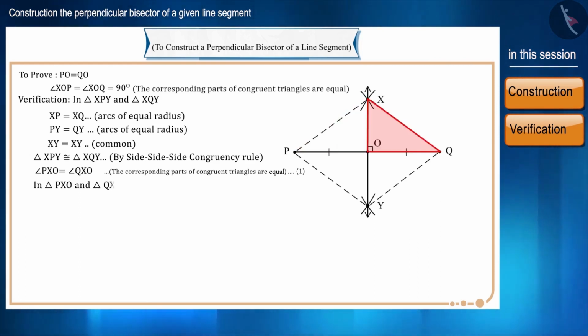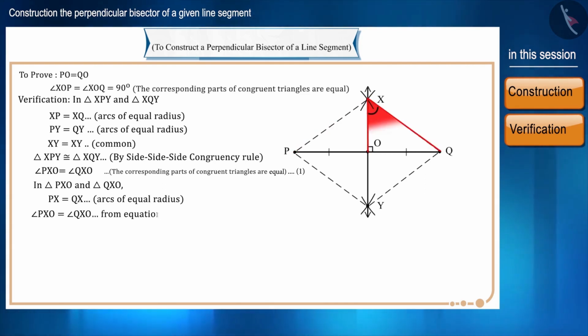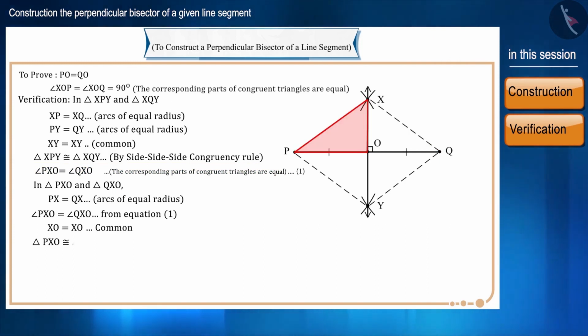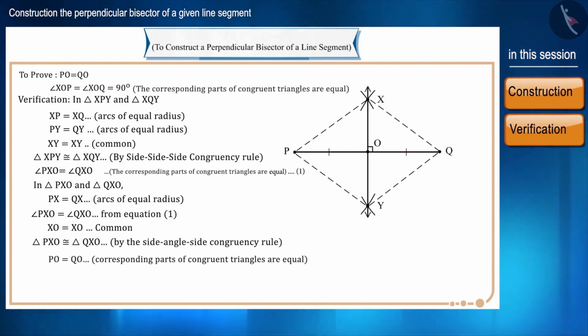Now let's take triangle PXO and triangle QXO. We know that side PX is equal to side QX because these are arcs of equal radius. Angle PXO is equal to angle QXO by equation 1, and side XO is the common side. Therefore, triangle PXO and triangle QXO will be congruent by the side-angle-side congruency rule. And therefore, side PO is equal to side QO, as the corresponding parts of congruent triangles are equal. That is, point O bisects the line segment PQ.